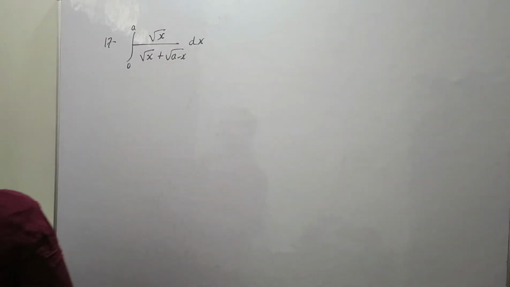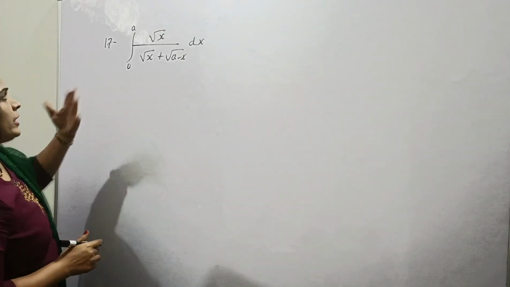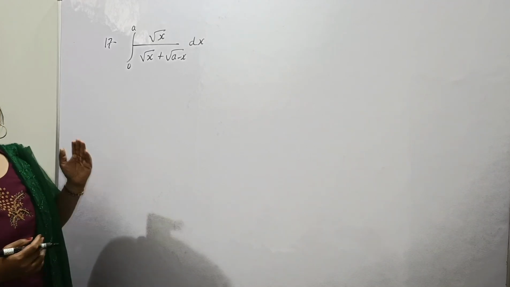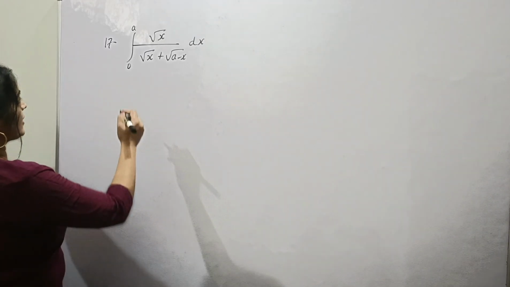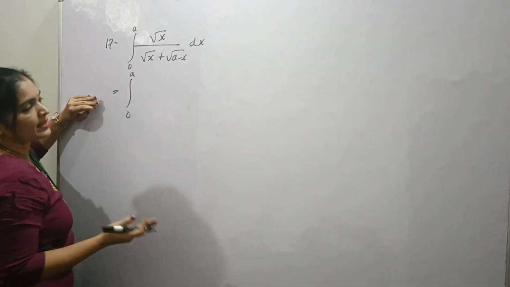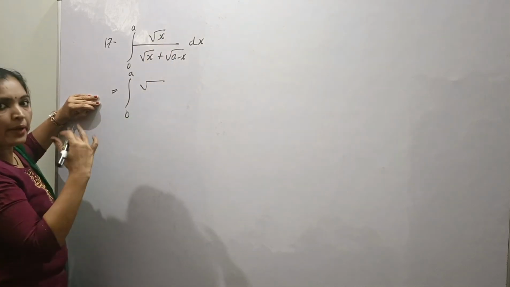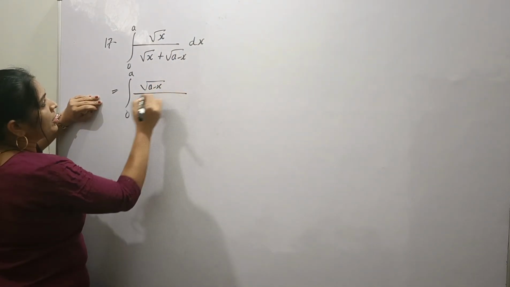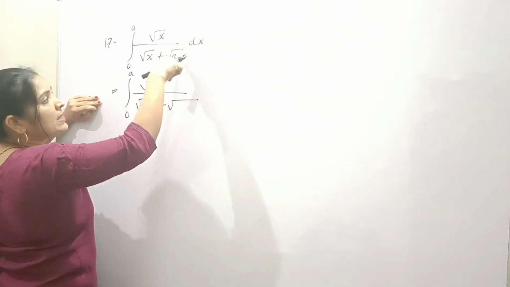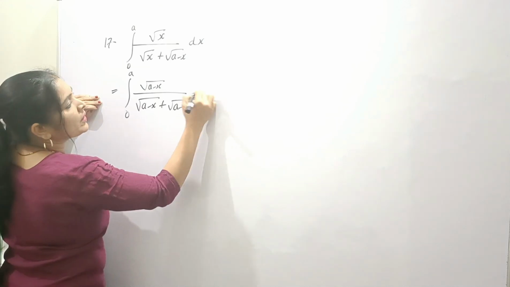Evaluate the integral from 0 to a of root x divided by root x plus root a minus x, dx. Here also we will apply the same property, that is, integral 0 to a f of x dx is equal to integral 0 to a f of a minus x dx. So this integral is equal to integral 0 to a, and in place of x we should write a minus x: root of a minus x divided by root of a minus x plus root of a minus, in place of x, a minus x, dx.